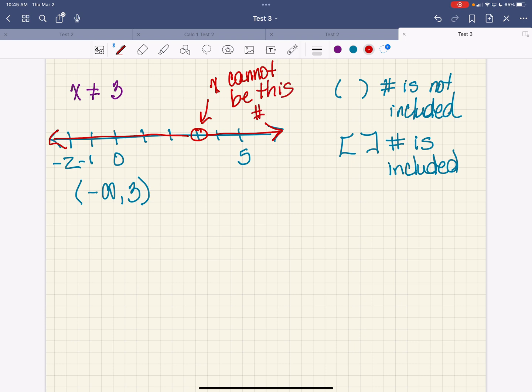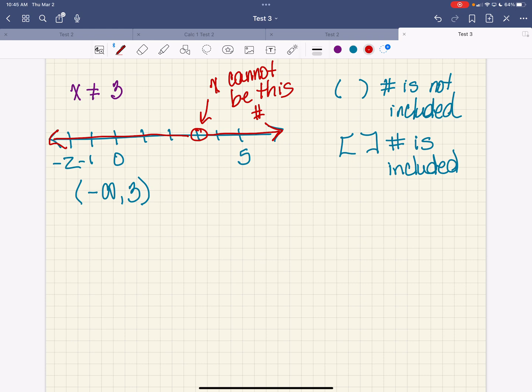Okay? Now, who remembers what sign we use? Because we've only accounted for all these numbers less than 3. What sign do we use that says I'm not done yet? What does it look like?